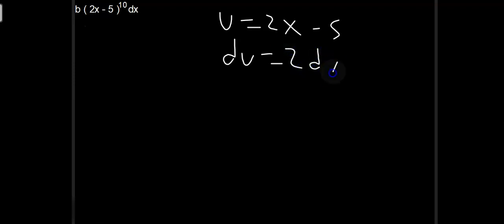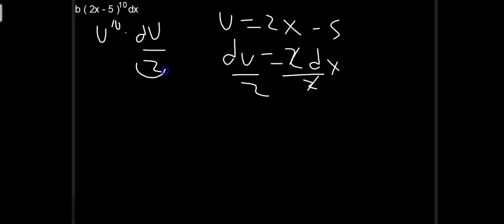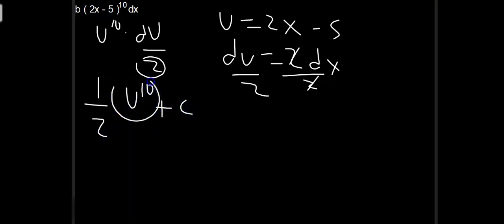So I'm just going to say u equals 2x minus 5. And then du is equal to, now I'm looking for dx, so when you differentiate it, you're going to get 2 dx. And then the whole over 2 and the whole over 2. Then I'm going to cancel these two and I'm going to get u raised to the 10 times my dx value, which is du over 2. So now I'm going to bring this 2 to the front, so it will be 1 over 2 u to the 10 plus c.